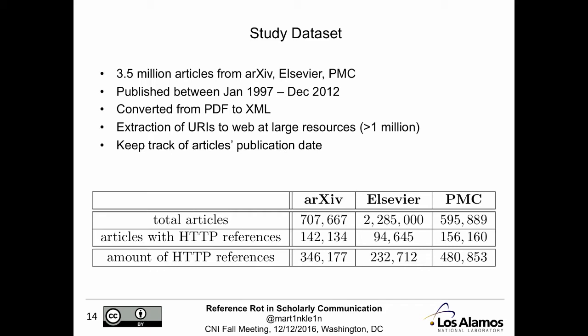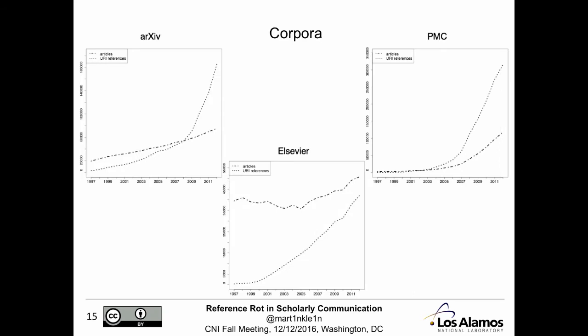And of course, it will become important in a second as we keep track of the publication dates of each and every single article that references a web at large resource. These three graphs are not meant to be read, so ignore the axes. It's just my three marketing graphs because the curves go up, right? The point is to realize that the fine dotted lines are the number of URI references in all three corpora over time.